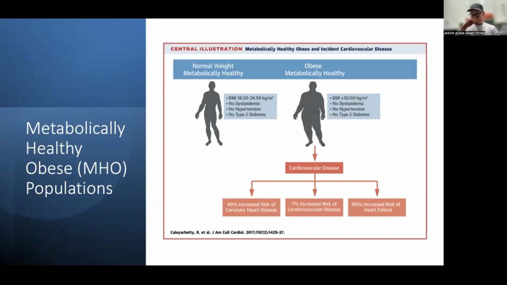Now, I 100% support the idea that you can be metabolically healthy and that is a great thing for you if you are obese. It does not mitigate your risk for specific diseases, though, or at least not entirely, right? So if you are metabolically healthy but obese, your risk for coronary heart disease is still increased 49% compared to someone who is considered normal weight and not having these metabolic risk factors.